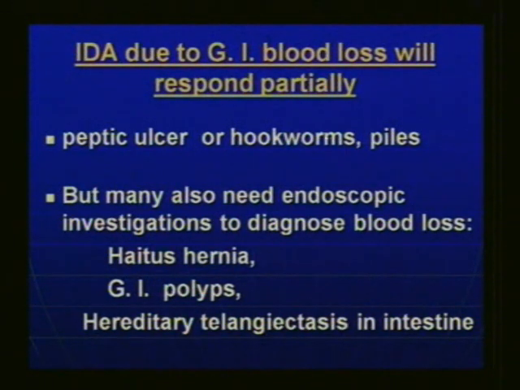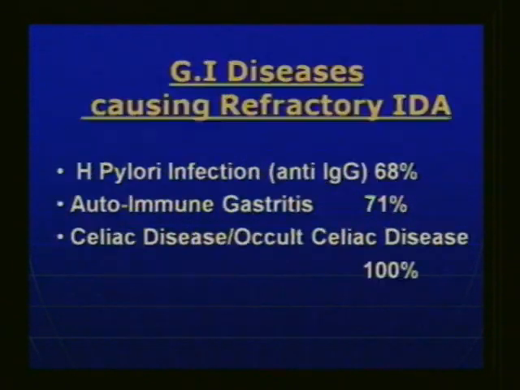Because simply by replacing with iron, the anemia in those patients will not recover, and they will appear as if resistant to iron therapy. There are also other conditions where there is iron deficiency anemia, but they will not respond. Again, they are related to gastrointestinal causes.